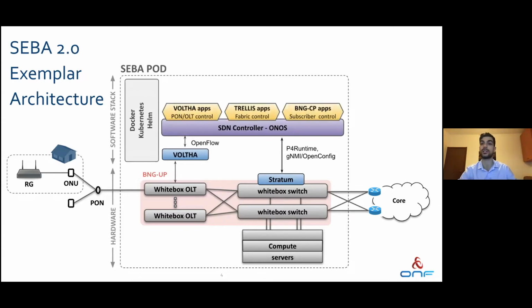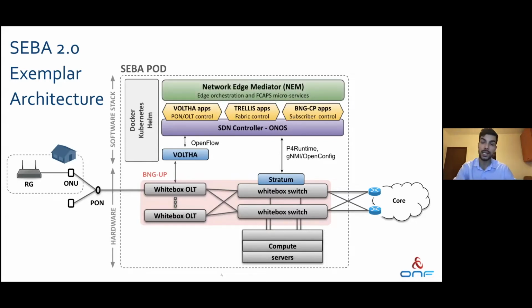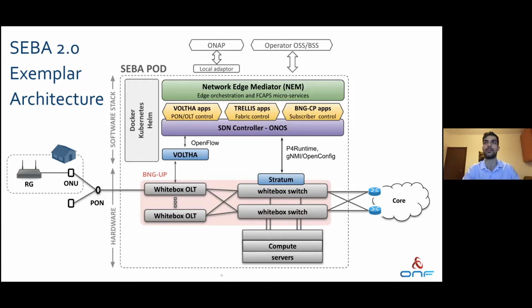On top of ONOS, we install some specific apps to target our use case. The Volta control apps, meaning the OLT app, AAA for authentication, the DHCP L2 relay. Then we have a fabric control, which is Trellis. And then we have the BNG control plane applications that manage the BNG user plane in terms of P4 pipeline, but also rules that need to be installed in both the OLT and the switch to provision end-to-end data path. On top of this, we have what we call NEM, which is the network edge mediator that does the end-to-end orchestration for all these microservices, but also exposes the whole SEBA pod to the operator OSS, BSS, or also ONAP via a local adapter.